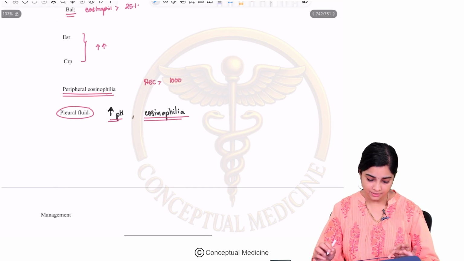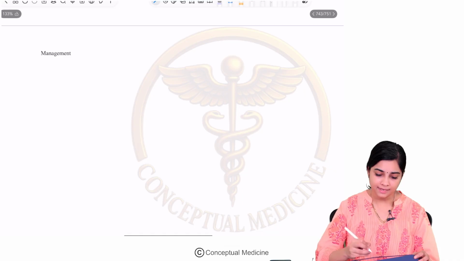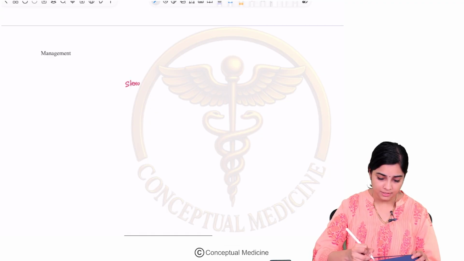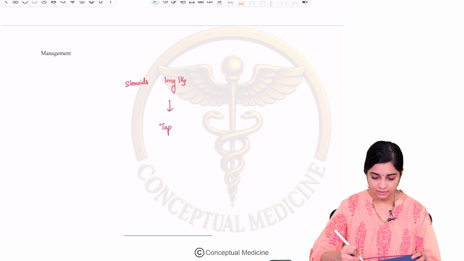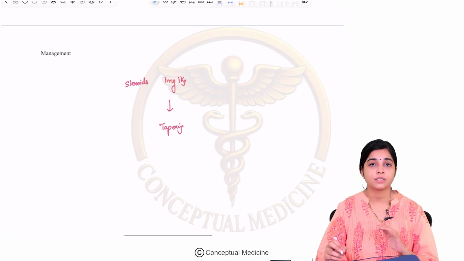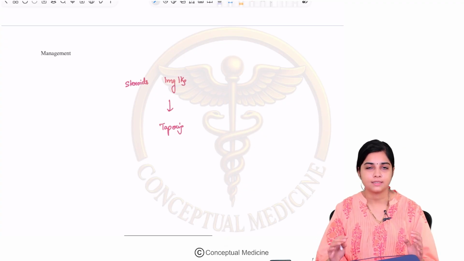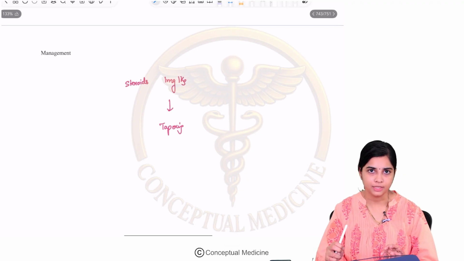Okay, fine. So what is the management, right? So you have to do a BAL, and the main or the cornerstone treatment for your acute eosinophilic pneumonia is systemic steroids. So you start at around 1 mg per kg and you do a tapering dose so that the patient shows a phenomenal response to this, and most of the time this disease is non-relapsing in nature. Okay, so that is about your acute eosinophilic pneumonia.